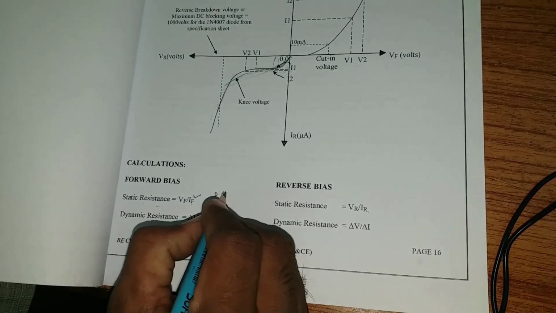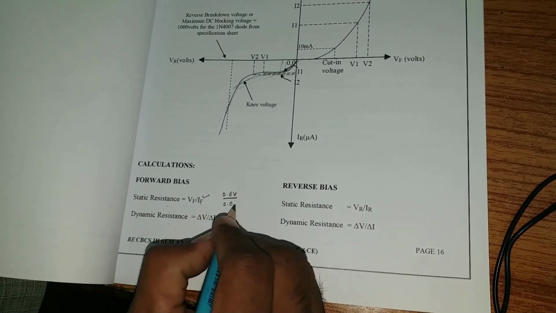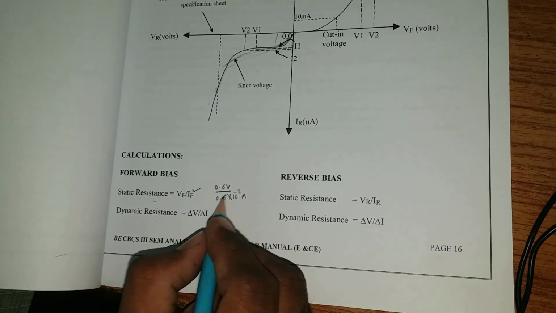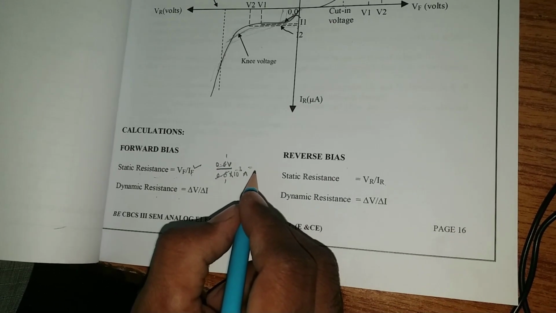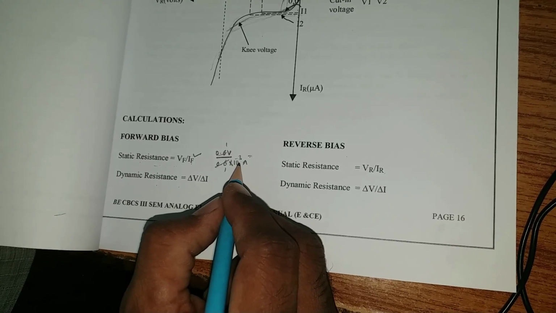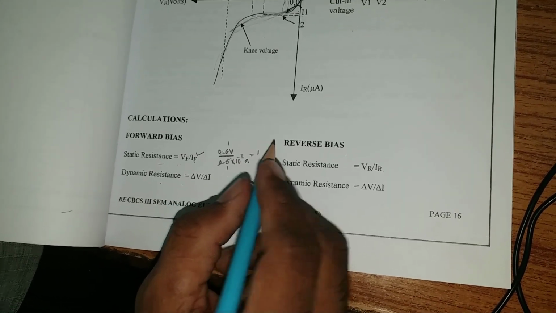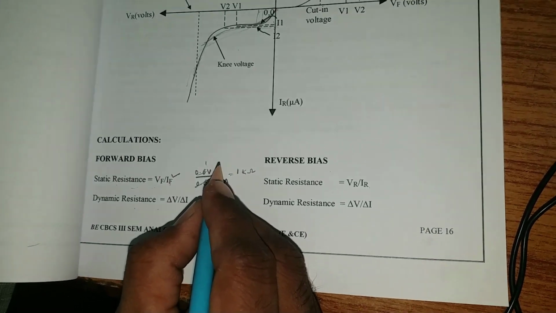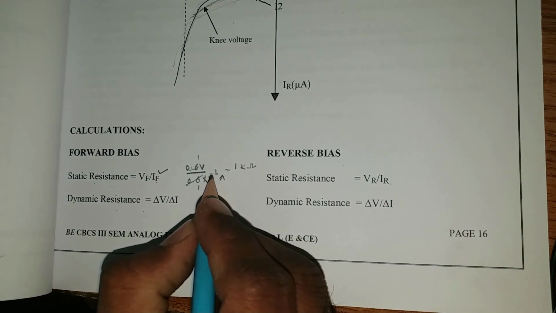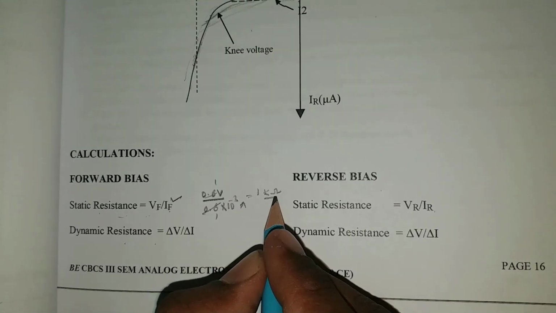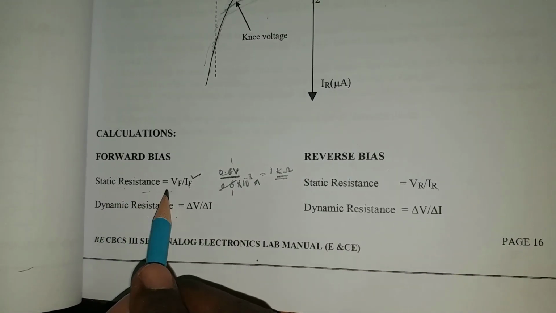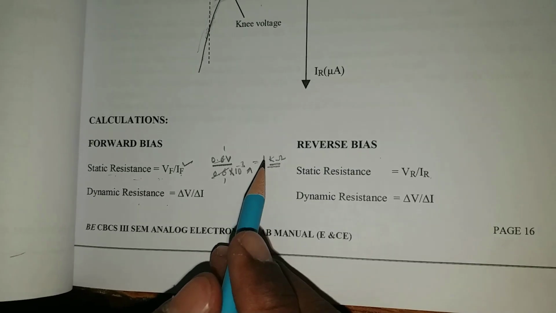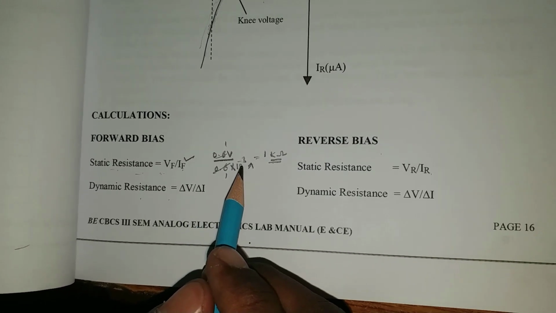So 0.6 volts by 0.6 milliamps. Milli means 10 to the power of minus 3 amps. What will you get? 1 by 10 to the power of minus 3. If it goes to the numerator, minus 3 becomes plus 3, so you get 1 kilo ohm, 1000 ohms. So the static resistance is 1 kilo ohm, or at most around 1.5 kilo ohms. This is the calculation of the static resistance.